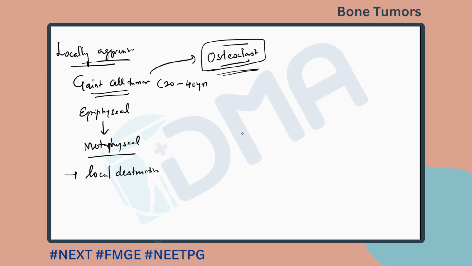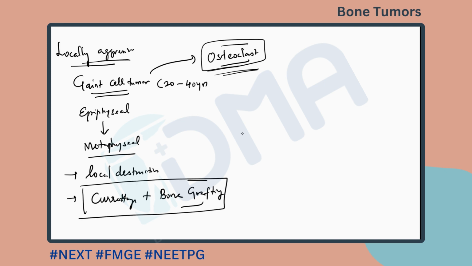So these giant cell tumors are produced from osteoclasts, and you treat them by curettage plus bone grafting, because it destroys most of the bone there. After you remove the tumor, you put bone graft there for stability and healing of the bone. So curettage plus bone grafting is the treatment of choice for giant cell tumor. So these are the various benign tumors.